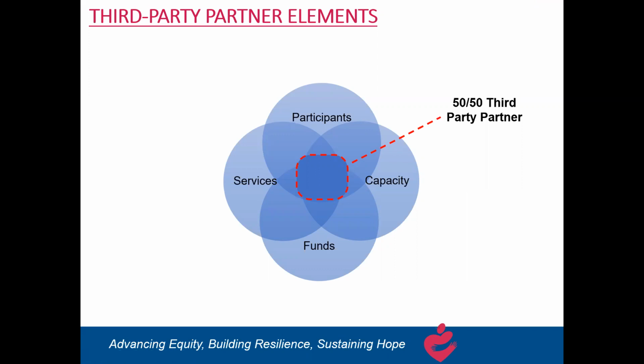I'm going to talk to you. We're going to go deeper into the service element of SNAP E&T, and as Bob laid it out, we'll talk about how your services map onto SNAP E&T. So this is our awesome Venn diagram that you will see over and over as you participate in this cohort. It's really great to show how the different elements of your program come together to make an ideal situation to be a 50-50 third-party partner. And today we're going to focus on the services piece of this.